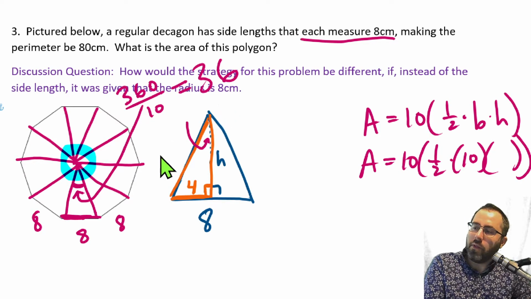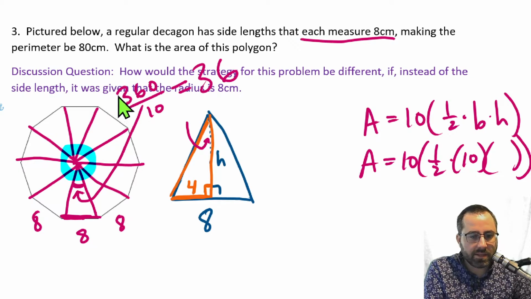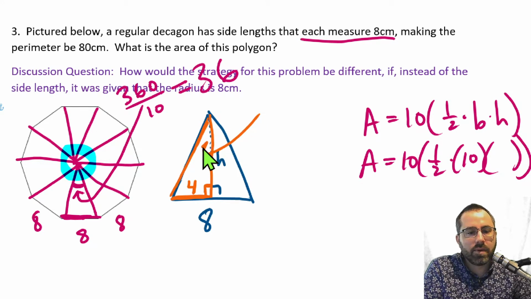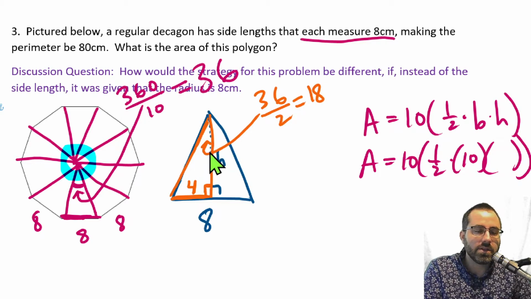And then this angle that I'm pointing at right here, that I'm actually going to erase and point at in orange just to make it really clear, this angle right there will just be 36, but cut in half. Half of 36 is 18. So that angle is 18 degrees, and that's the angle that we're going to use in our trigonometry.